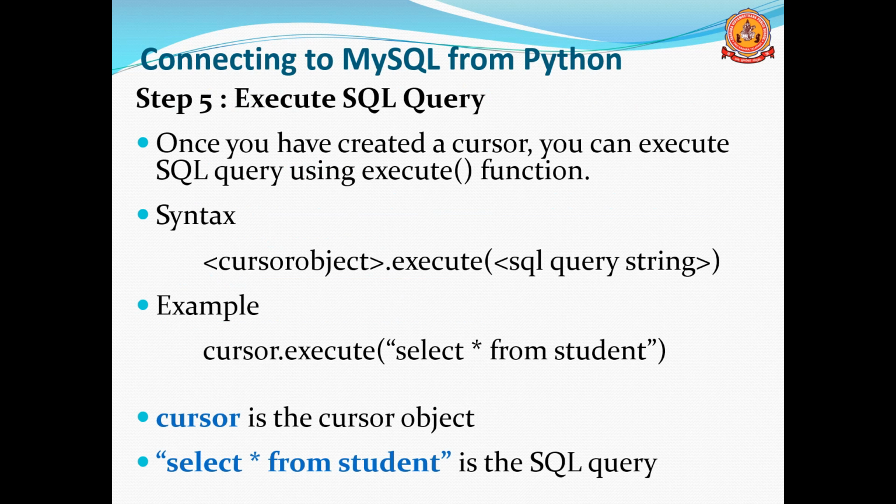So, connecting to MySQL from Python. In that, step 5 we are going to discuss here. Till step 4 is finished. Next we are going to discuss step 5. First we open a connection, then you have to create a cursor. Once you have created a cursor, you can execute an SQL query using the execute function. There is a function called execute here. By using the execute function, we can execute the queries.